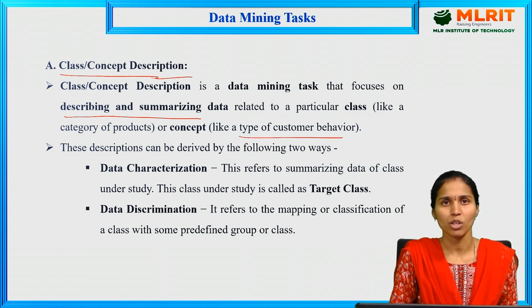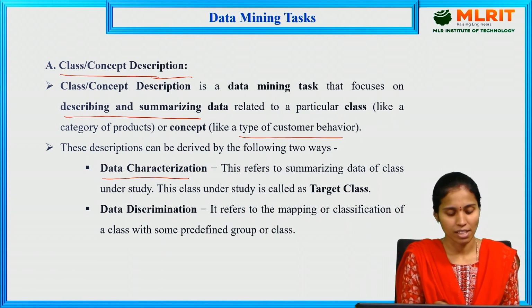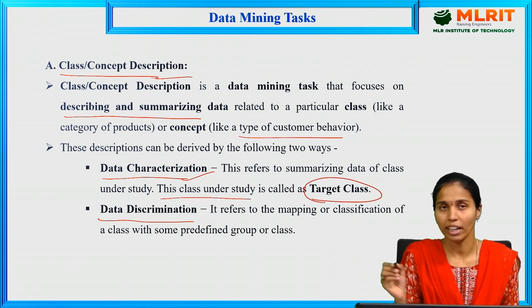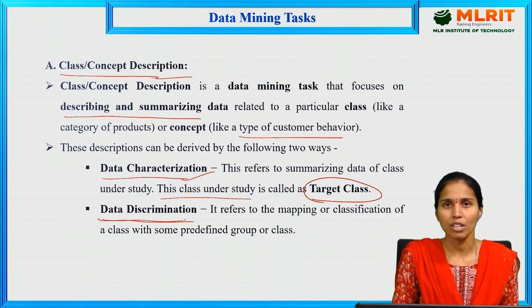These descriptions can be derived by the following 2 ways. First one is data characterization. Second one is data discrimination. The first one is data characterization. It refers to summarizing the data of a class under study. The class under study is called the target class. Second one is data discrimination. It refers to a mapping or classification of a class with some predefined group or class.